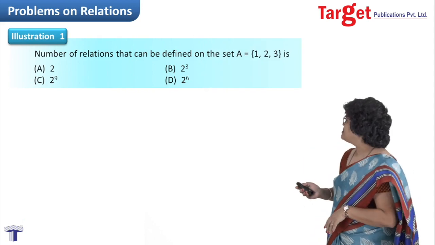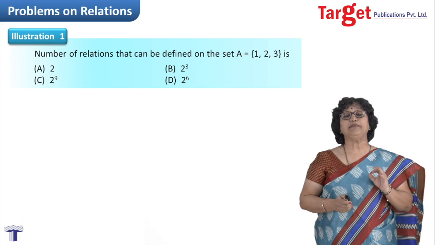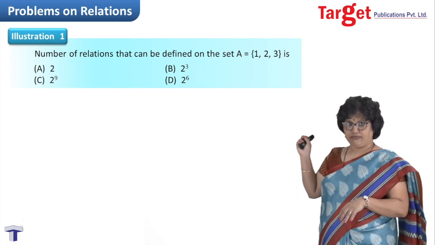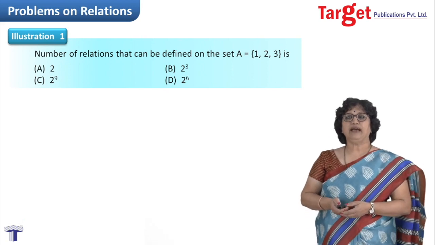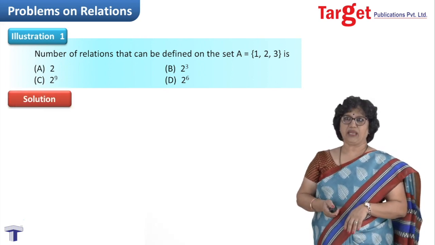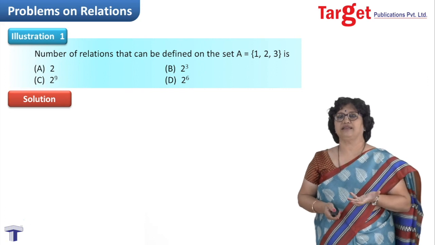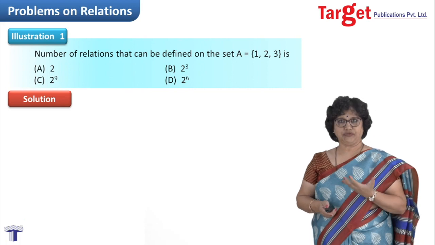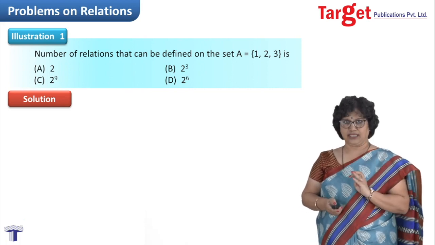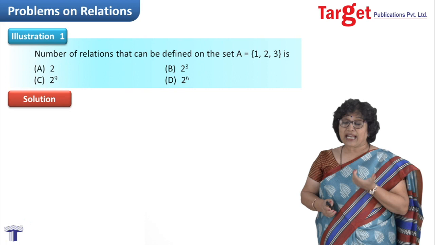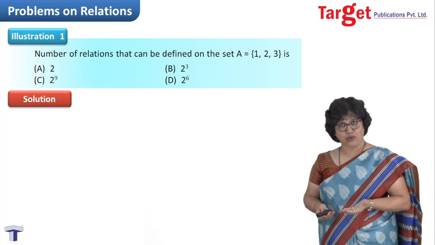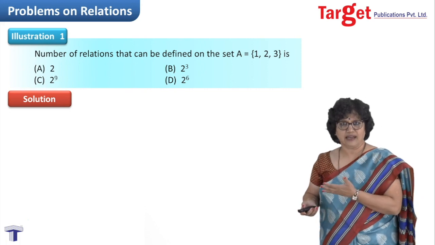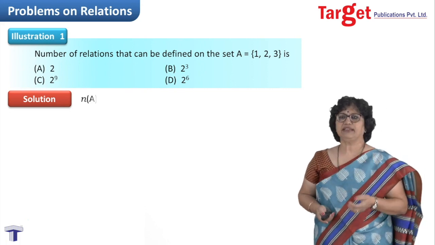My first question is: the number of relations that can be defined on set A = {1, 2, 3} is. And now I have been given some 4 options. When I read this question, my thought process starts like this: number of relations on set A means I have to find A cross A. First I will have to write A cross A, then write all possible subsets, then see the number of subsets, etc. So let us do one by one.